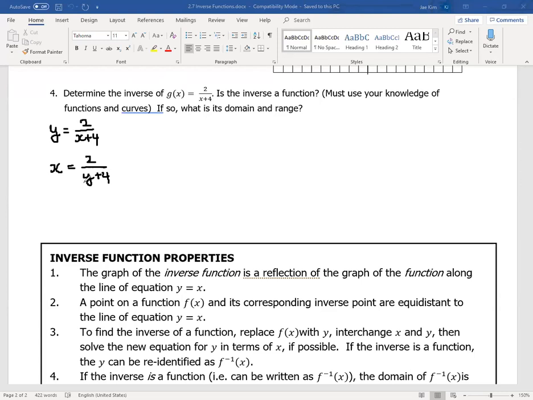Okay, the next part's a little funky, but I think you can do it. I need to isolate for y. The y is in the denominator. People don't like dealing with fractions, and that's understandable. If you don't like fractions, how about we get rid of the fraction? How do you get rid of a denominator? Remember, it's a division.